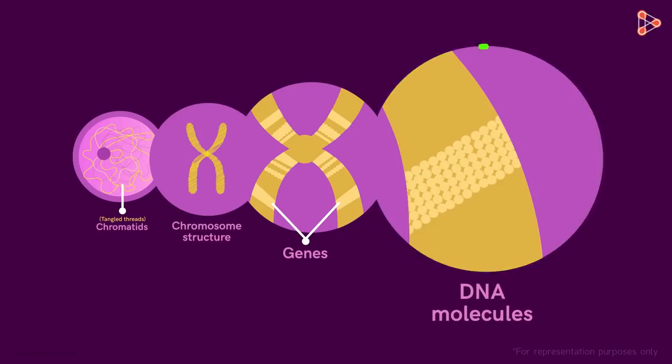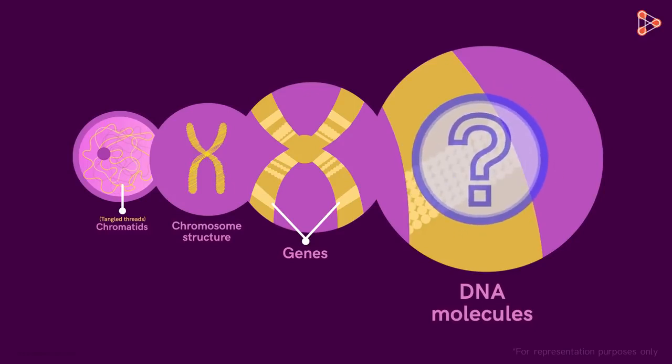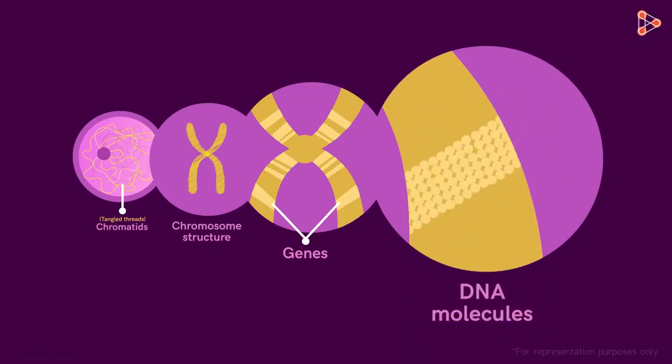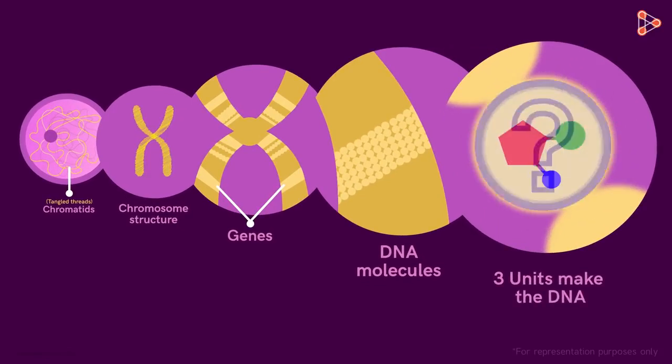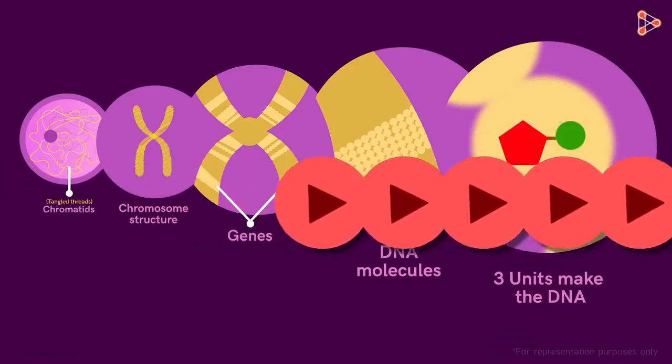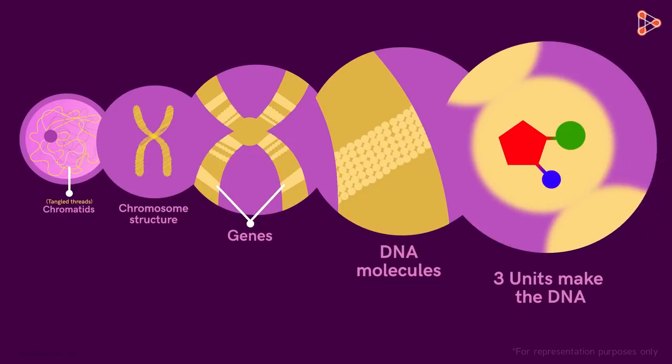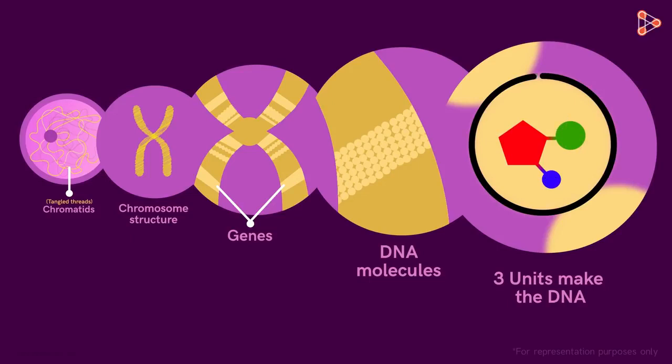This is not a new term for us. We are quite familiar with the term DNA as it's very commonly used these days. But what exactly are these DNA molecules? Well, this single large molecule is composed of 3 units. And what units are these? Let's reserve this explanation for our upcoming videos. For now, all we need to know is that DNA is made up of these units.